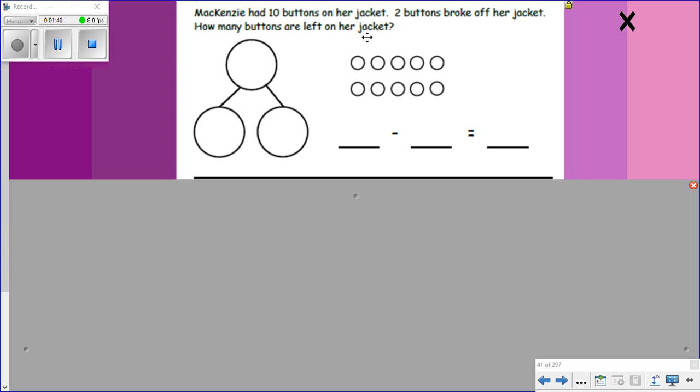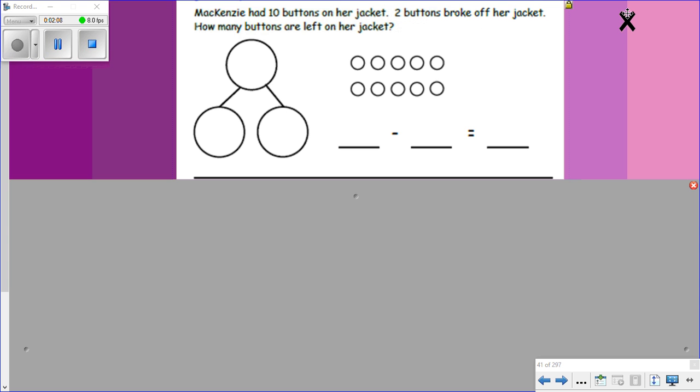All right, let's read that now nice and smoothly. Mackenzie had 10 buttons on her jacket. 2 buttons broke off her jacket. How many buttons are left on her jacket? So here we have circle shapes, which are very much like buttons. How many buttons is it that broke off? Go back in the story if you forgot. Where is it? Here, 2 buttons broke off.